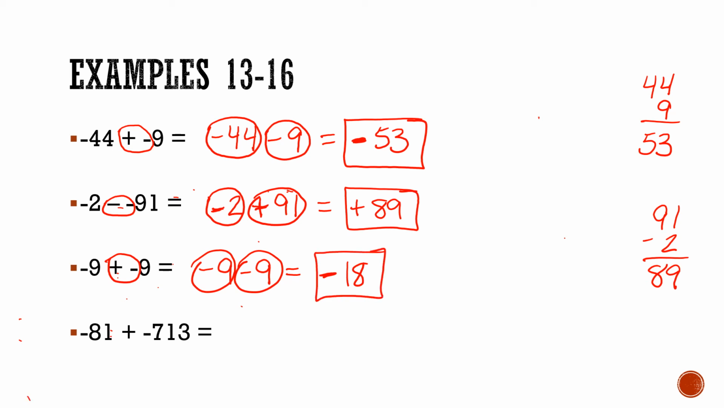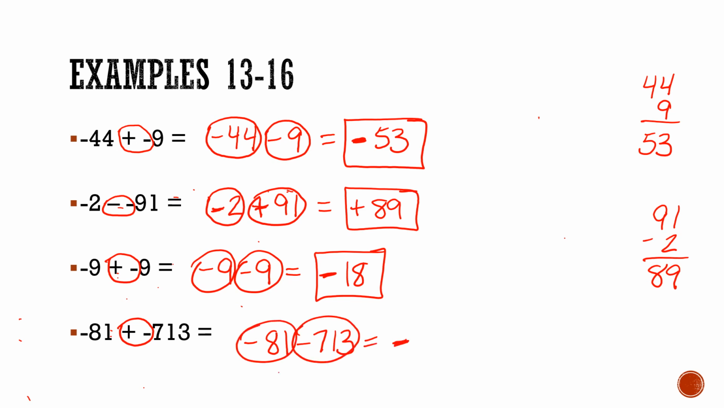Okay, and the last one here, we've got a positive and a negative. So that's going to be negative 81. Those are not matching signs that I have circled, so that's going to be minus 713. Do you have more negative or more positive?